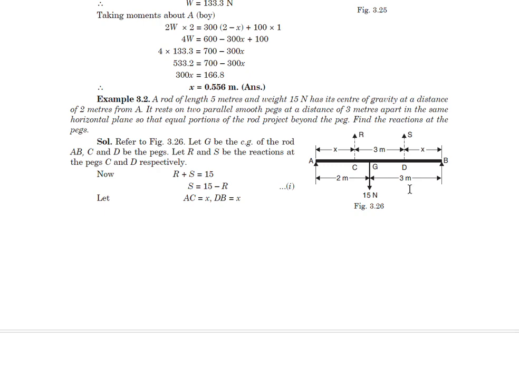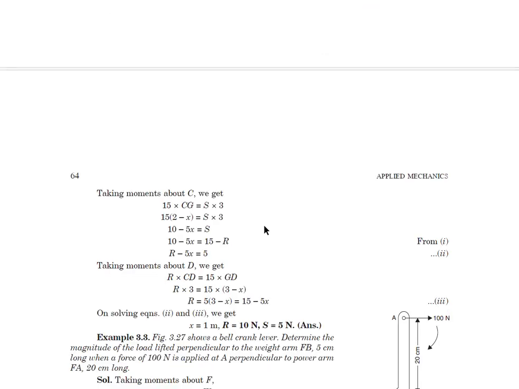So again, resolving the forces vertically, there are only three forces: one at C, one at D, that is the reactions R and S, and the 15 Newton force downwards. You can have this equation, R plus S is equal to 15. Now since the distance AC is x and DB is again x, you can find out the moment about point C first.